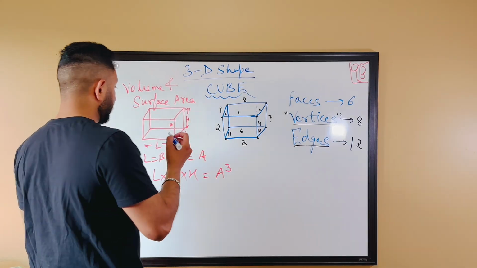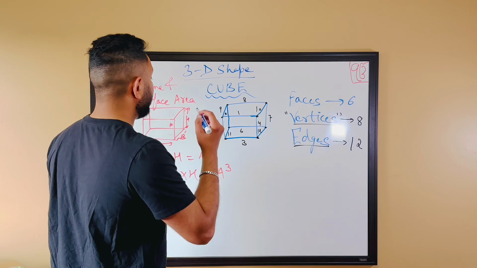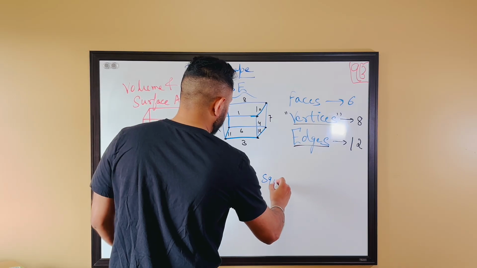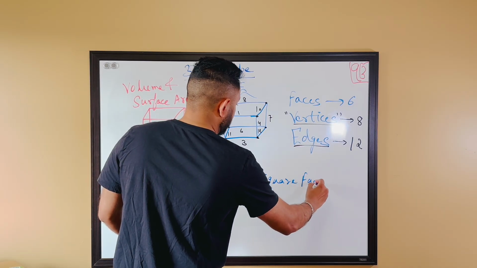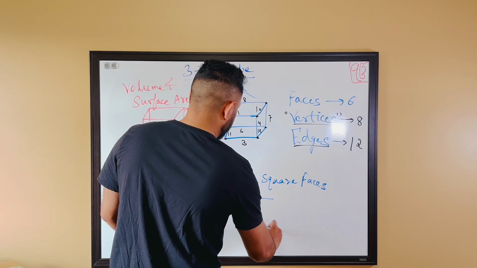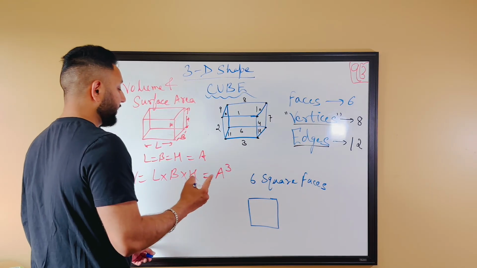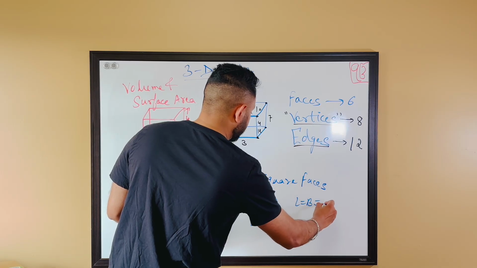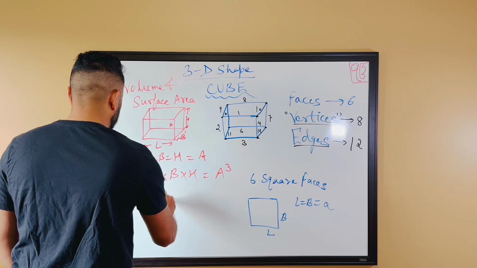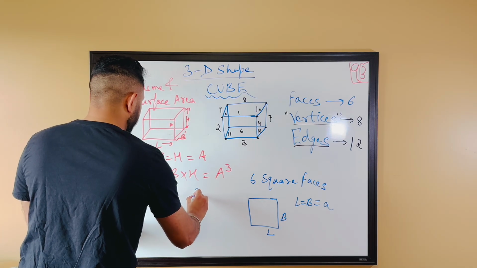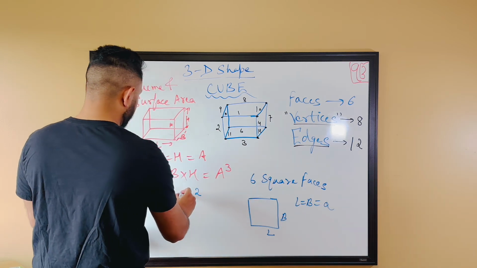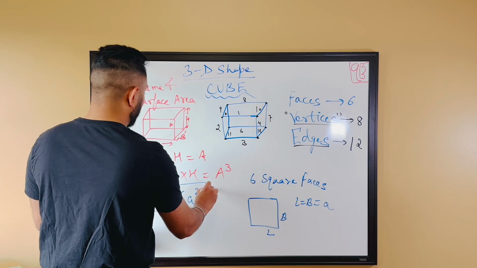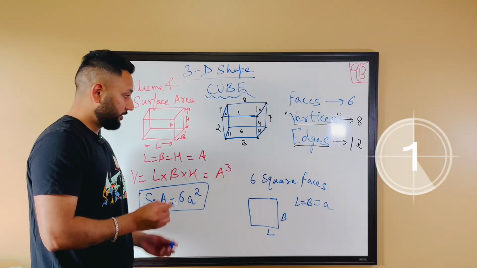So let's talk about the surface area. Surface area is the sum of areas of all the faces. As a cube has 6 square faces, and if this is a square, we know that all the sides of the square are equal, so let's assume length and breadth as A. So the formula will be A square. As there are 6 faces, multiply it by 6. So our final formula will be 6A square.